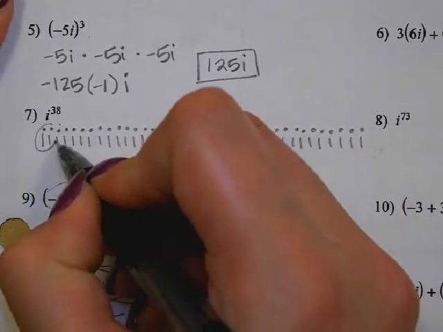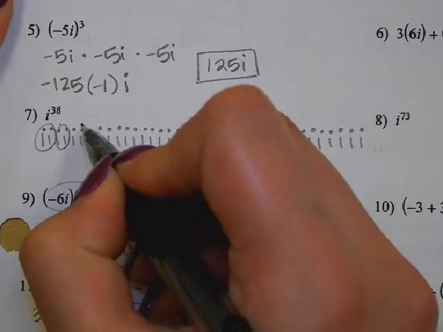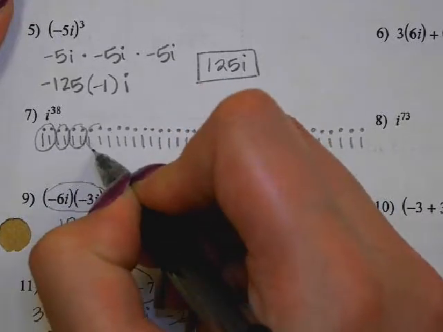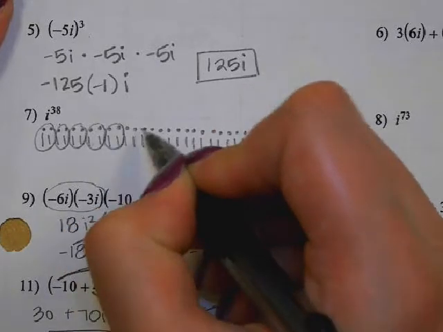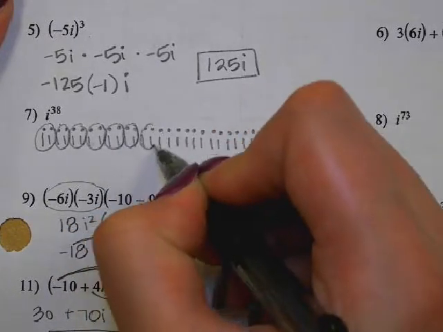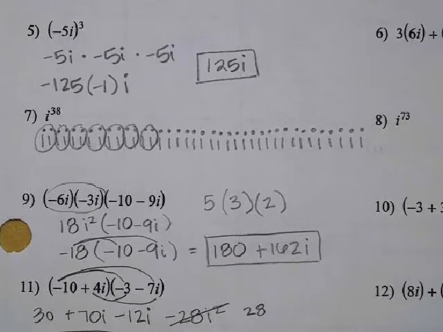So I have negative 1, negative 1, negative 1, negative 1, negative 1. Before I keep going, can somebody tell me how many negative 1s I'm going to have? 19. How do you know? You've got to listen, or else you're going to have to draw 73 i's for the next one. So how do you know that we have 19 negative 1s?